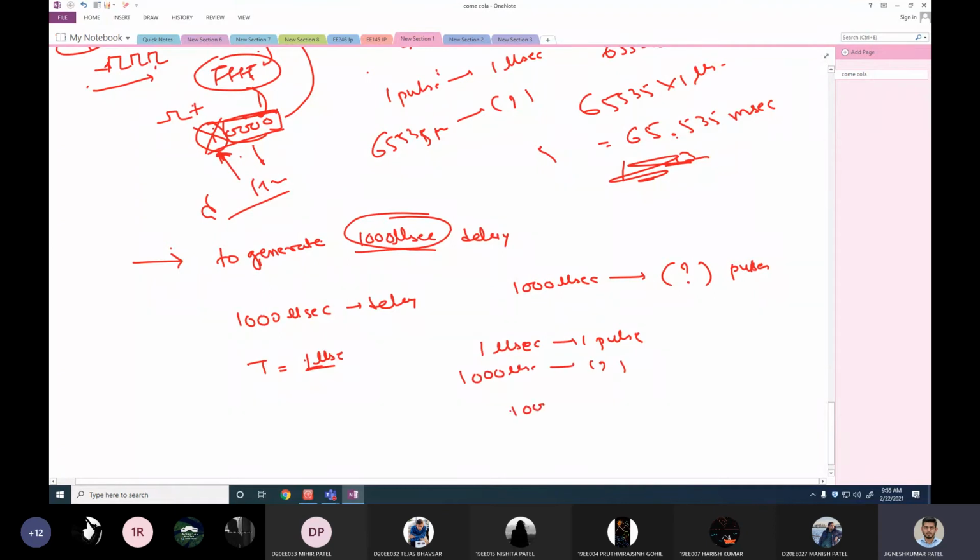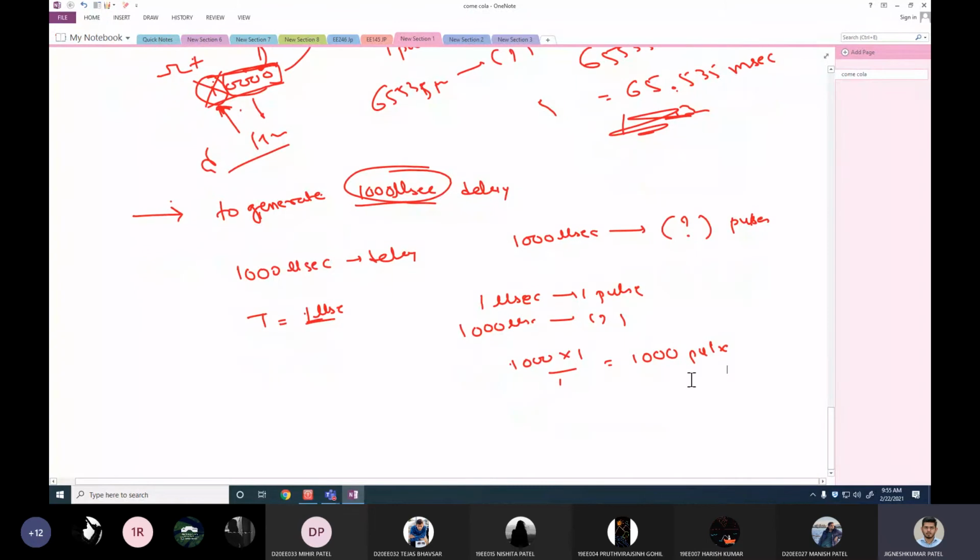So it would be 1000 pulses divided by 1. That means 1000 pulses are required. So I have received my first point: I require 1000 pulses. Now if I start my timer with 0000, I can go up to 65535. These are the number of pulses I can get in my timer. But I do not want that. What I want is only 1000 pulses.